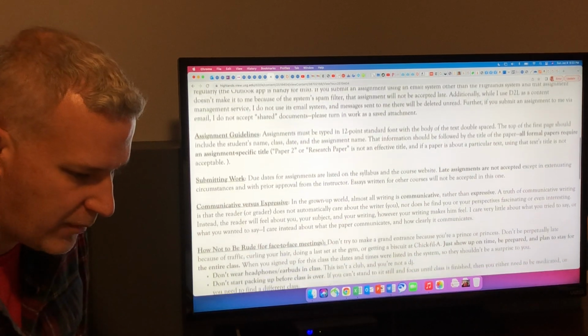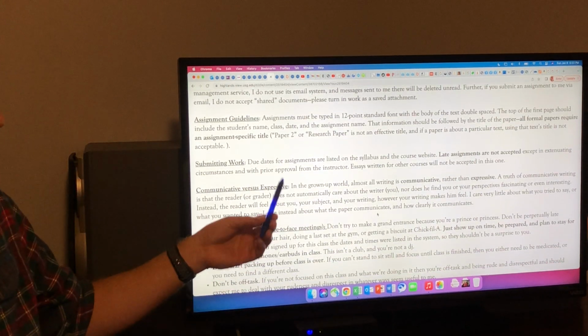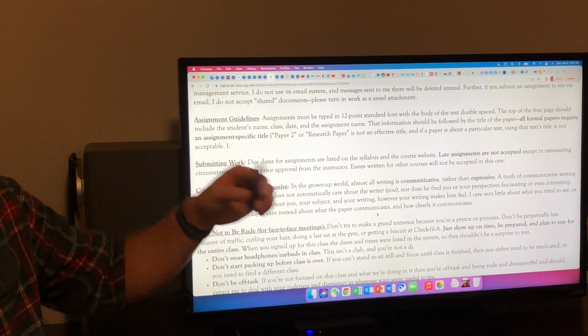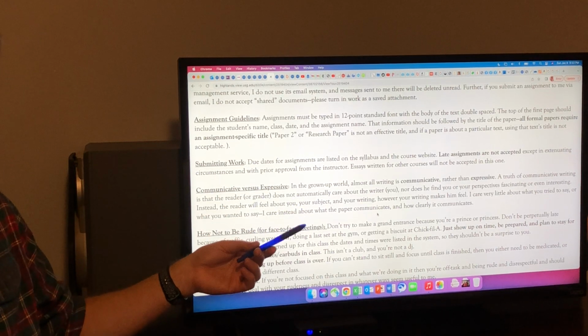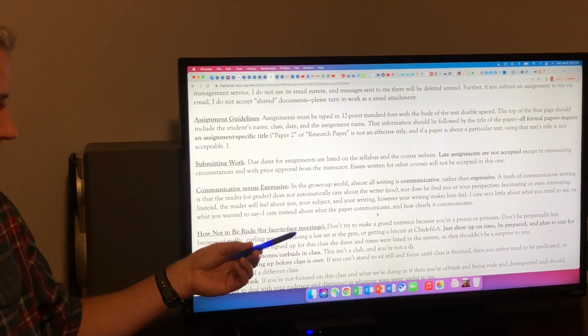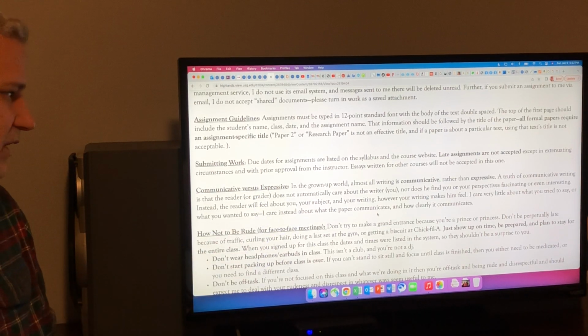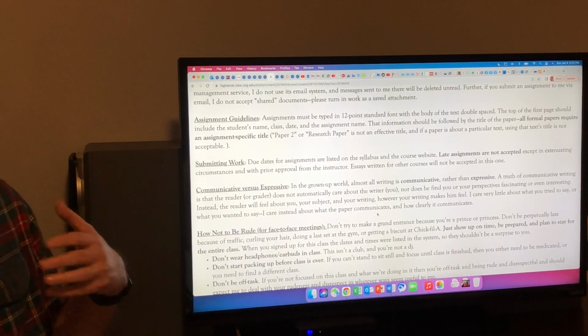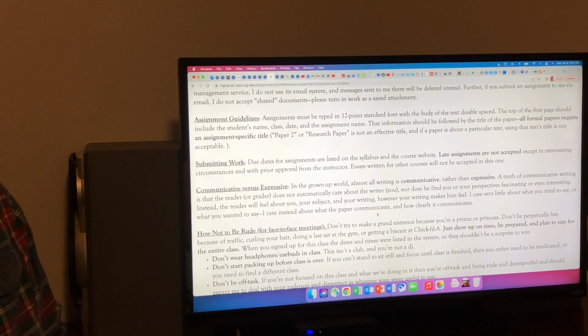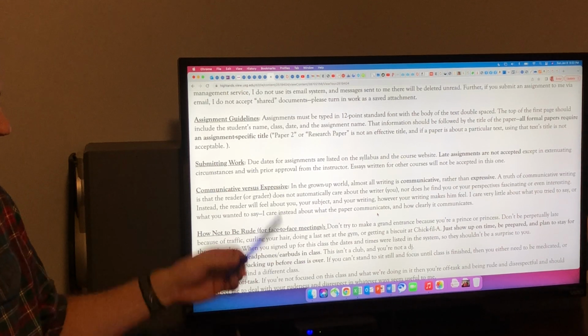The due dates for assignments are listed on the syllabus, on the other part of the syllabus, the reading and assignment schedule. All the due dates are listed there. They're also listed in the weekly modules in D2L. Late assignments are not accepted except in extenuating circumstances and with prior approval. If you know you're going to need to turn in something late, be in touch with me beforehand and let me know what's going on, and we can try to figure it out.